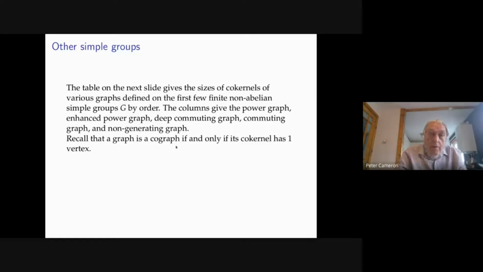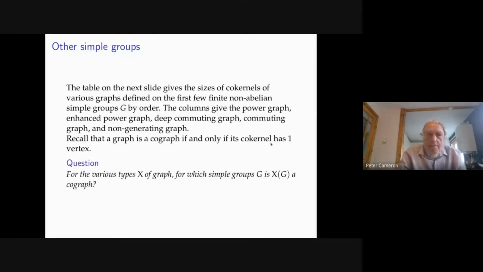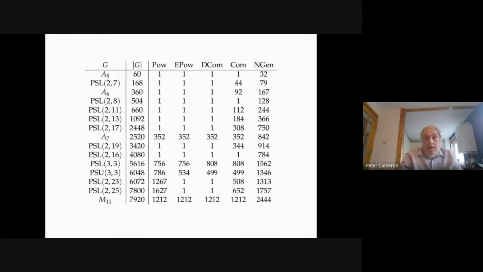And remember, when you look at the table, that a graph is a cograph if and only if its co-kernel has just one vertex. So we're asking the question, when does that happen? So here's the data. You see, there are quite a lot of ones in the table. So cographs occur quite frequently in here.